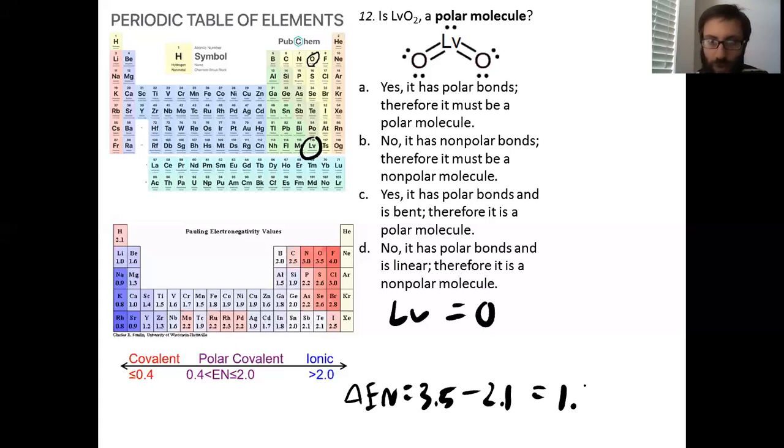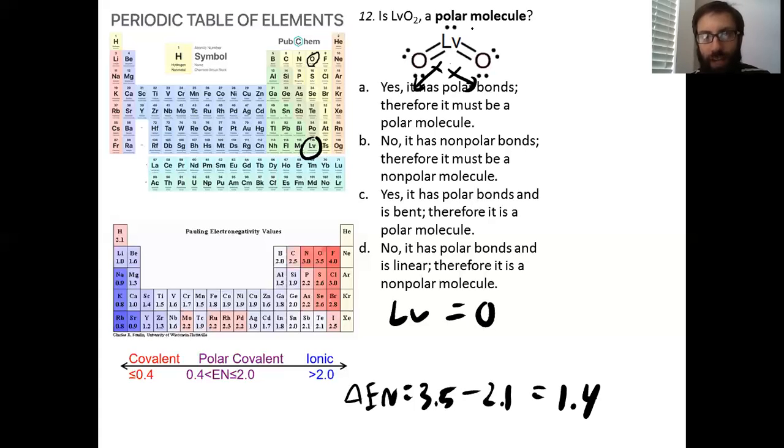We get 1.4, right? And so that is definitely a polar covalent bond. It's not covalent. So we're going to have electron density pointed that way. And the structure of this molecule is correct. We can check how it's written. This is a bent molecule, right? Because we have a lone pair there. Steric number 3 with one lone pair gives us bent.